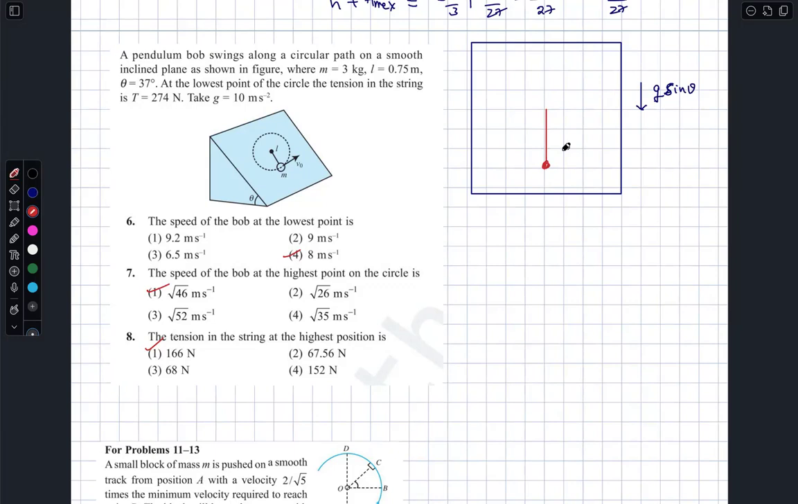Now speed up. The question is that we will work on the angle and all that. At the lowest point of the circle, the tension is 274 newtons. Means you have velocity V.